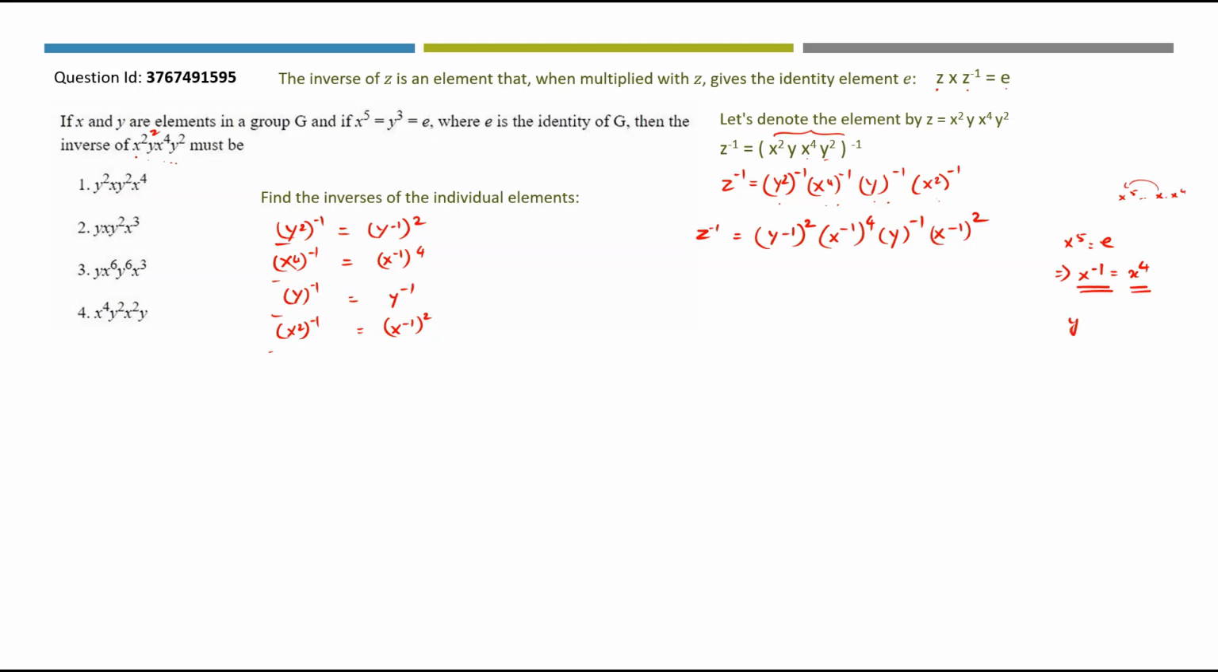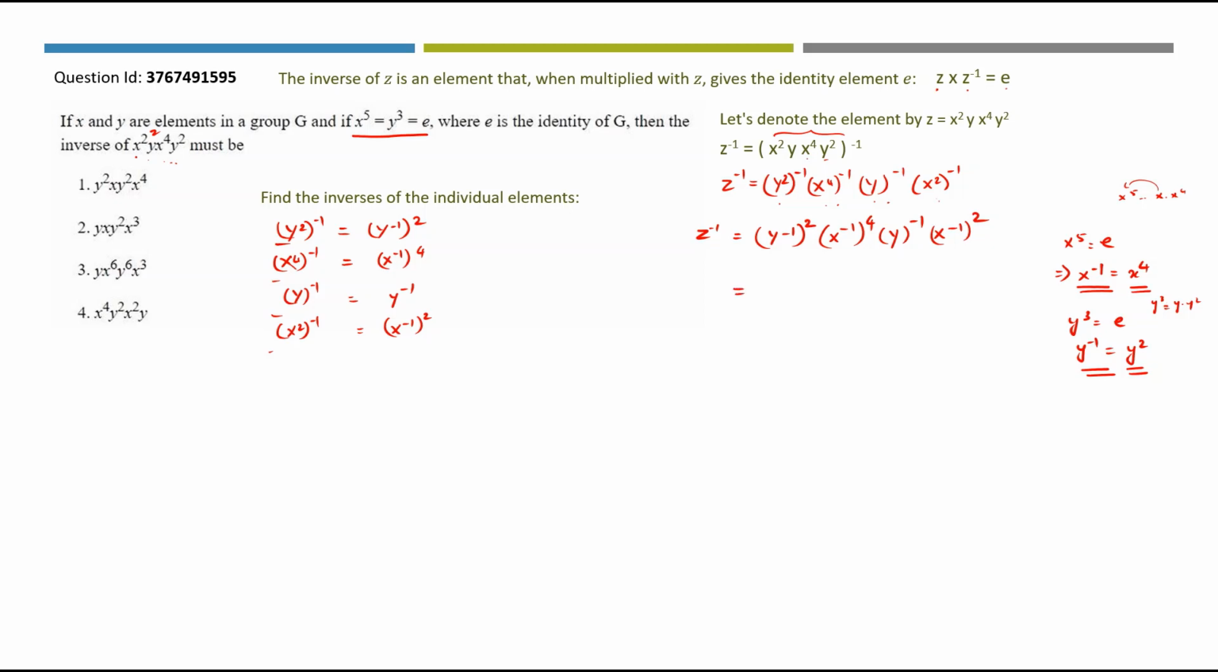Similarly, we have y power 3 is equal to identity element. So what will be y inverse? It will be y square because y cube can be written as y into y square. When you bring y to the other side, this becomes y inverse. This is how we are making use of this particular expression to find out x inverse and y inverse values. So we have to substitute y inverse by y square.